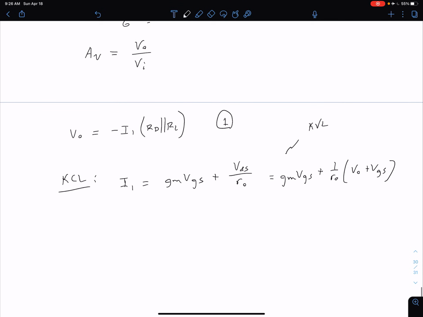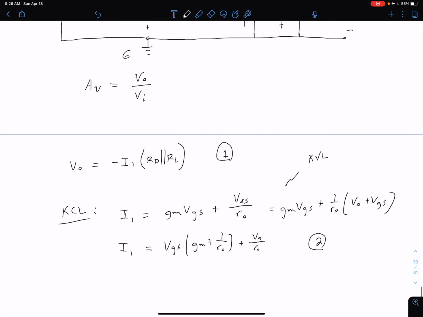We can rearrange that a little bit, and say I1 is equal to, let's get all of our VGS terms together, VGS times gm plus 1 over R0, plus V out divided by R0. Let's call that equation 2.